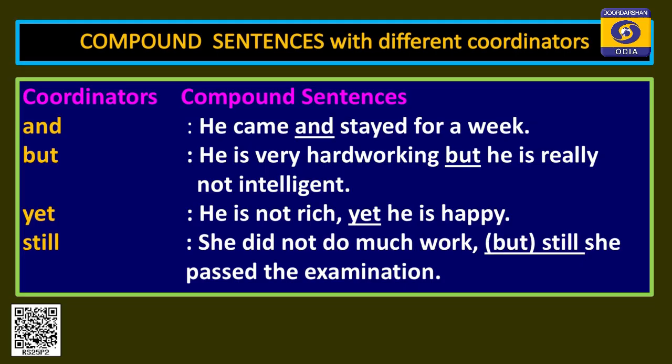He came and stayed for a week. Here and is the conjunction, he came is one clause, and he stayed for a week is another clause, and when and is used, the subject of the second clause is omitted. He is very hardworking, but he is really not intelligent, right. He is not rich, yet he is happy. So, my dear students, please remember, look at the screen, look at the example: when we use yet, we have to give one comma. He is not rich, yet he is happy.